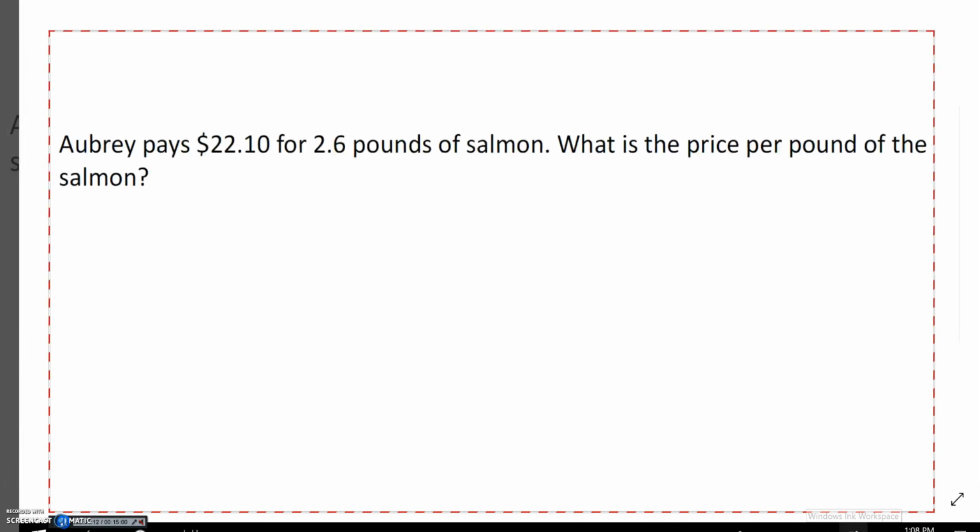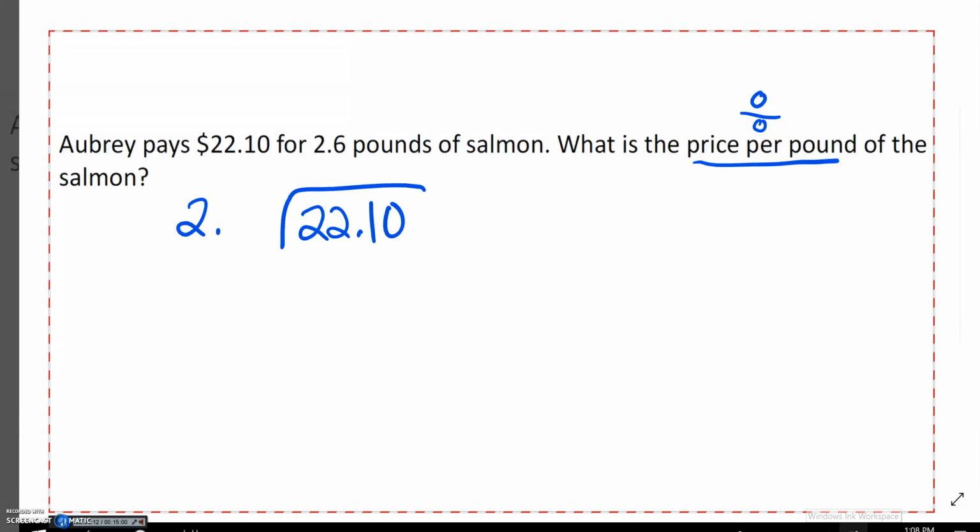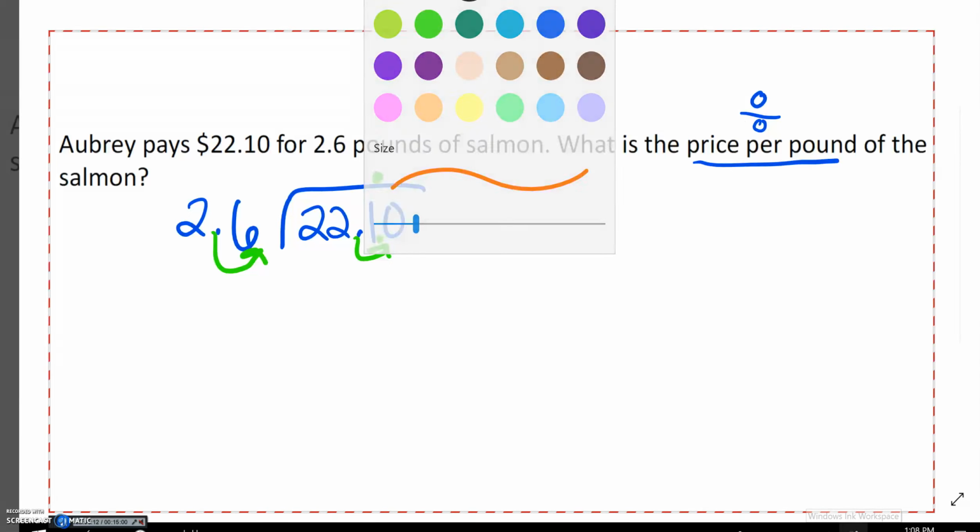So Aubrey pays $22.10 for 2 6/10 pounds of salmon. What is the price per pound? So I'm going to do price divided by pound. So $22.10 divided by 2.6. The first thing I have to do is get rid of the decimal. So I'm going to move it over once, which means I need to move this over once. And then I'll bring it up and ignore it. And now I can just go ahead and work.